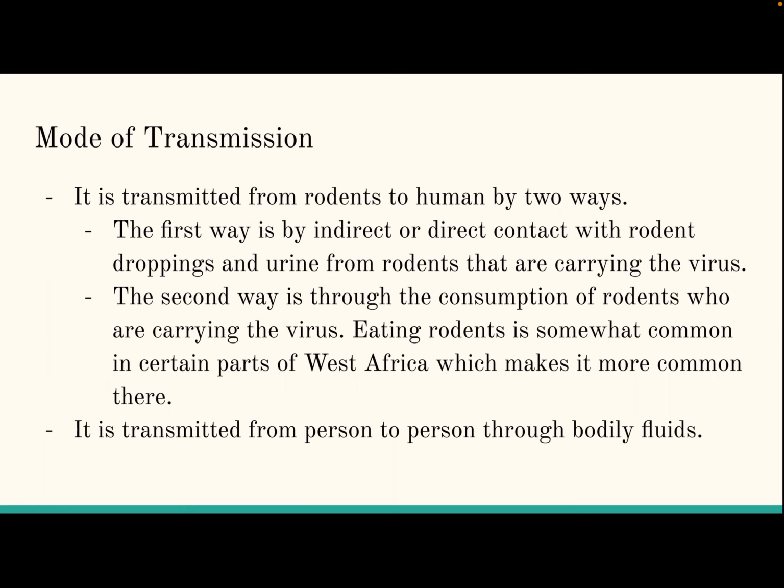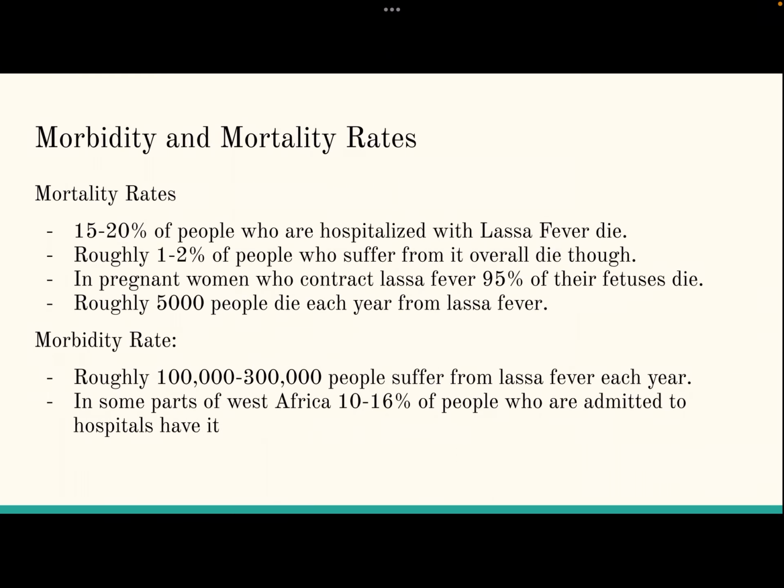Mode of transmission. It is transmitted from rodents to humans in two ways. The first way is by indirect or direct contact with rodent droppings and urine from rodents that are carrying the virus. The second way is through the consumption of rodents who are carrying the virus. Eating rodents is somewhat common in certain parts of West Africa, which makes the virus more common there. It is transmitted from person to person through bodily fluids.